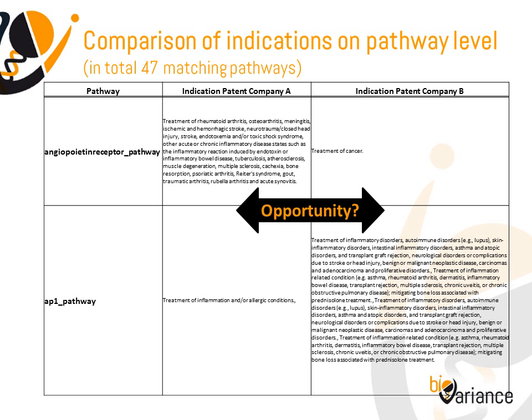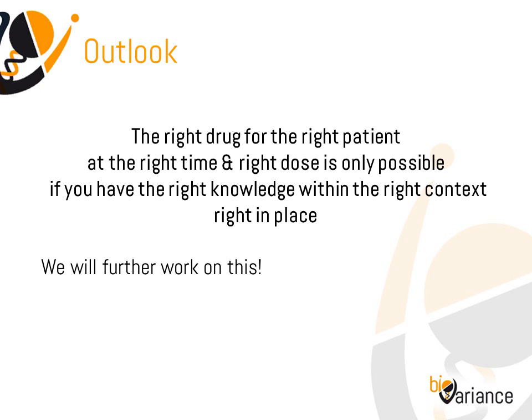Right here is showing a few comparisons of indications on a pathway level, just 2 of the 47 matching pathways, and you can again see that there are quite a few opportunities for each of the companies by leveraging the information the competitor is working on within the same pathway.